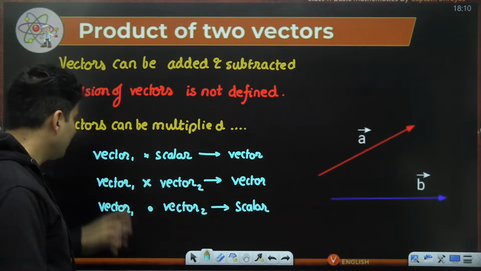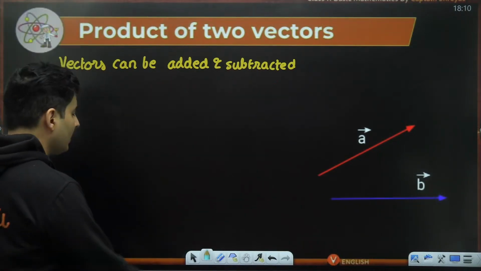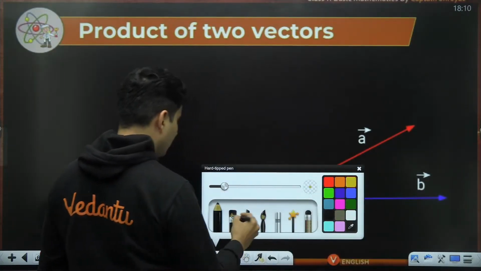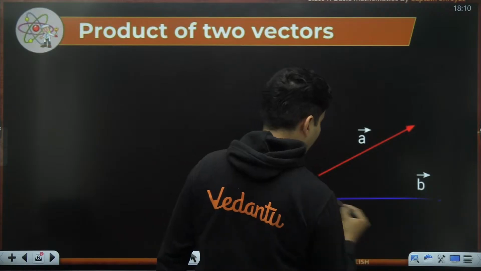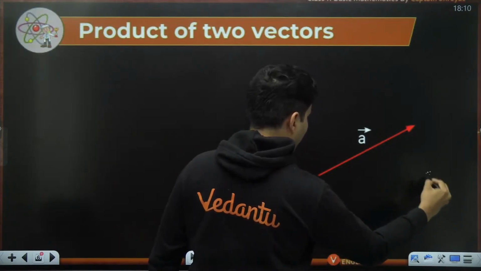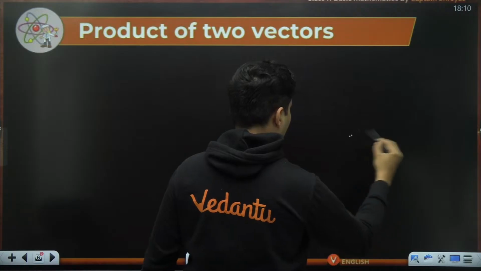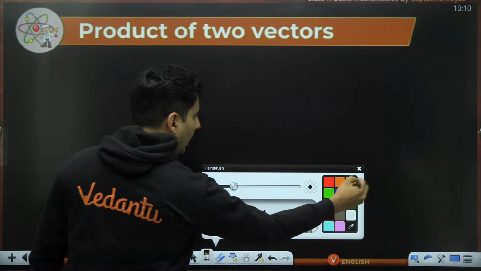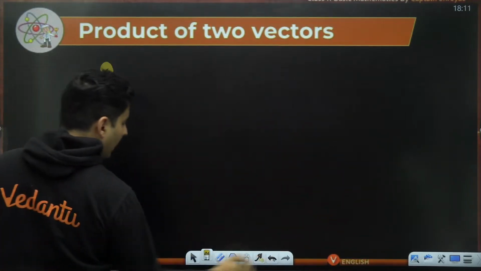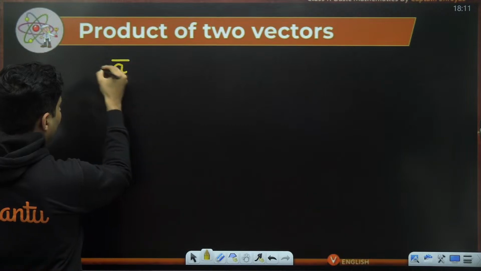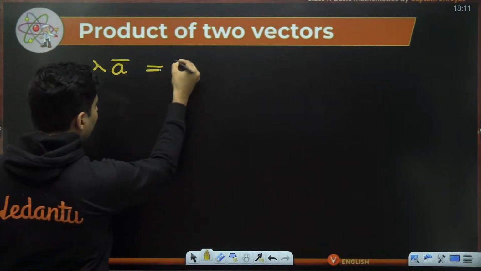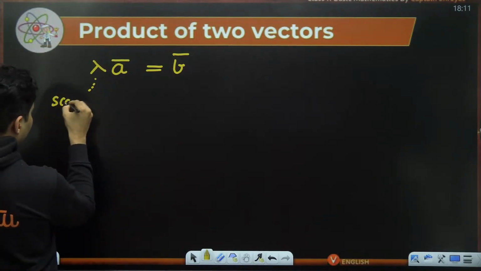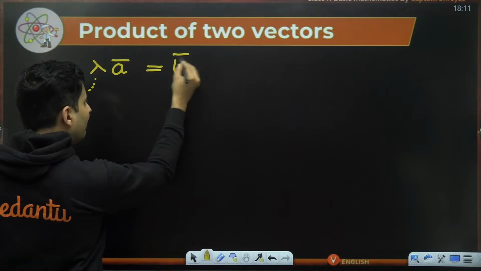So let's study all these three combinations. Is that fine? Everyone, let me start with the first one. Vector being multiplied by a scalar. Say for example, my dear students, I take a vector A, and I multiply it with a scalar like lambda. The outcome will be a vector quantity. What is lambda? Lambda is just a number, like a scalar number. You can see I will get a new vector.